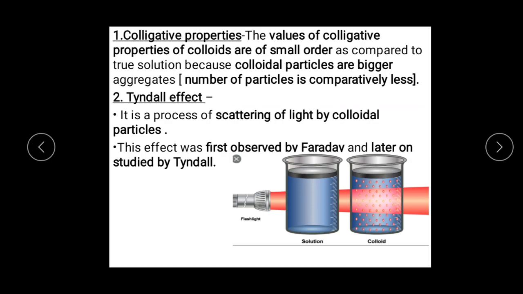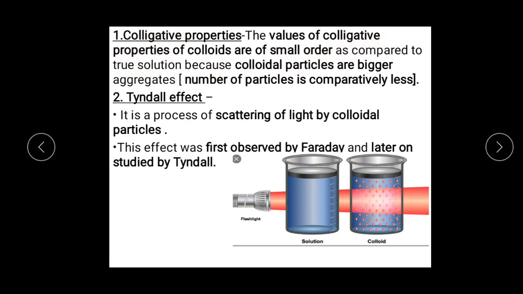We start with colligative properties. You all know that colloidal particles are bigger aggregates. So what happens? The number of particles is comparatively less in comparison to a true solution. So the value of colligative properties of colloids is of small order. You know that colligative properties depend upon the number of particles.